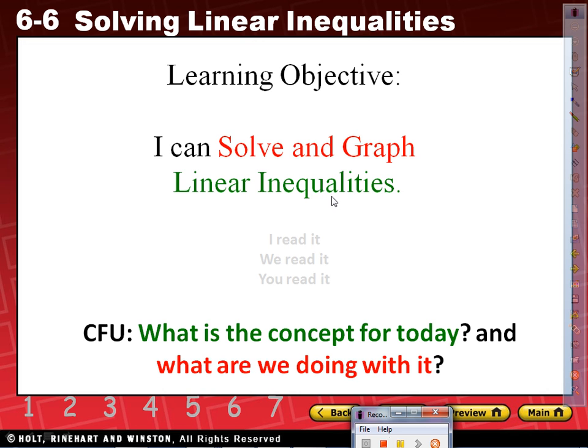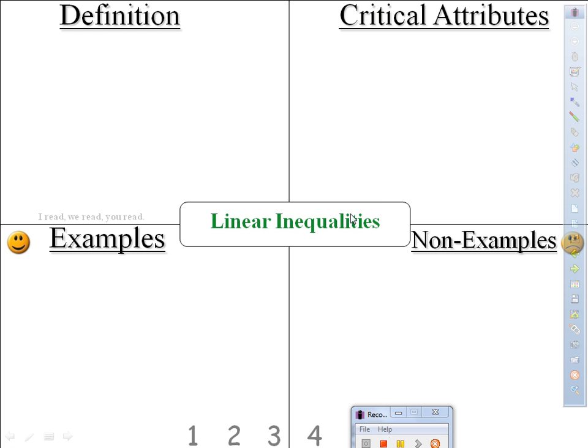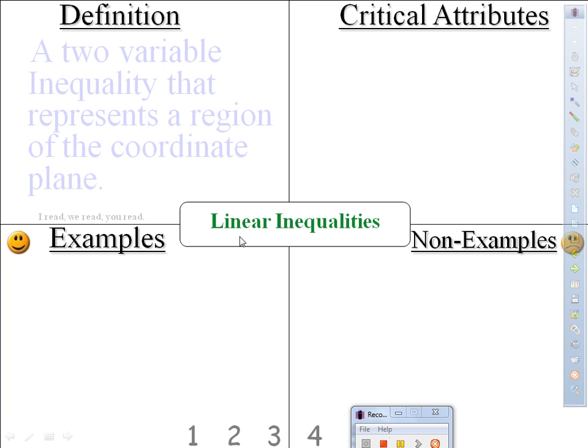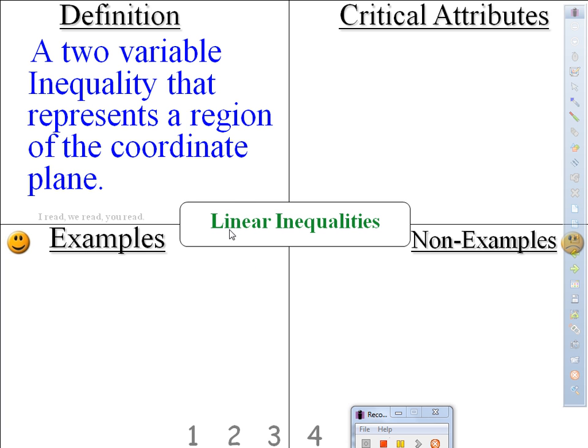So, what are linear inequalities? In your Frayer model, write this down. Linear inequalities. It says a two-variable inequality that represents a region of the coordinate plane. A two-variable inequality that represents a region of the coordinate plane. Okay, what does that look like? Let's find out.